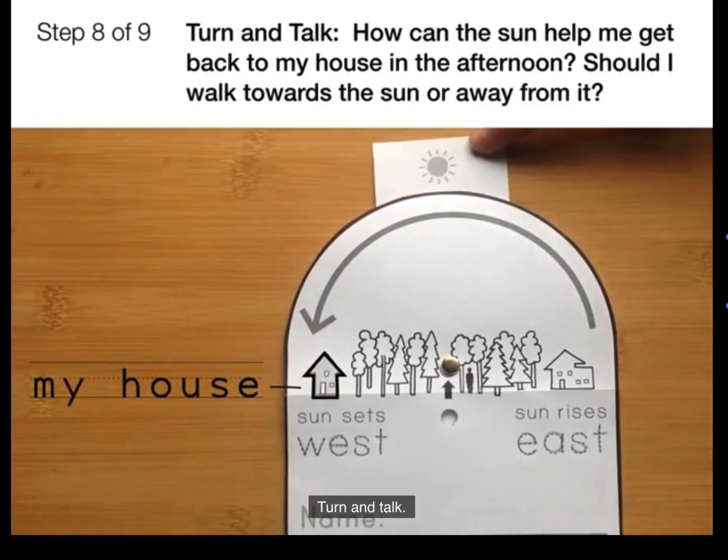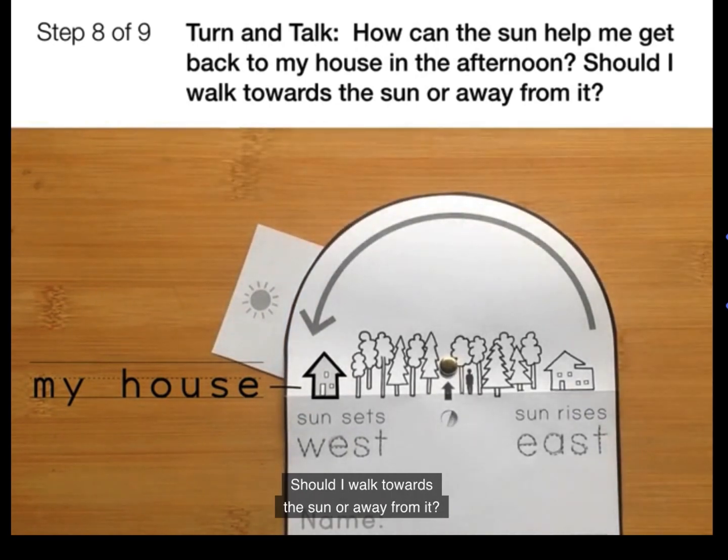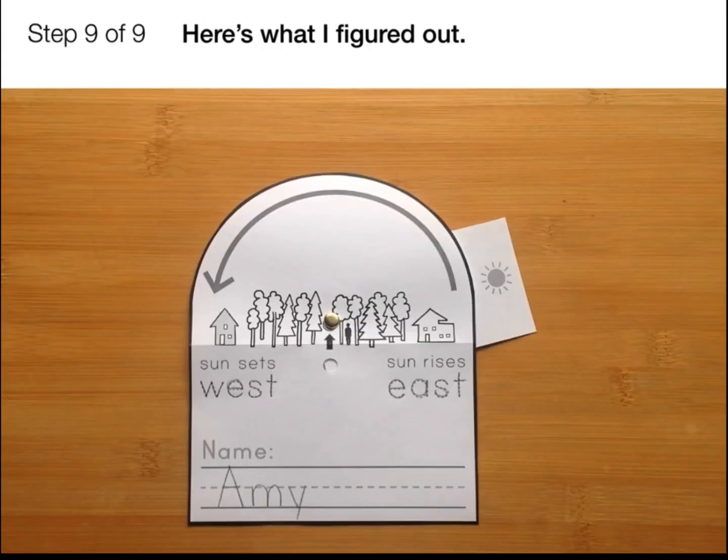Turn and talk. How can the sun help me get back to my house in the afternoon? Should I walk towards the sun or away from it? Here's what I figured out.